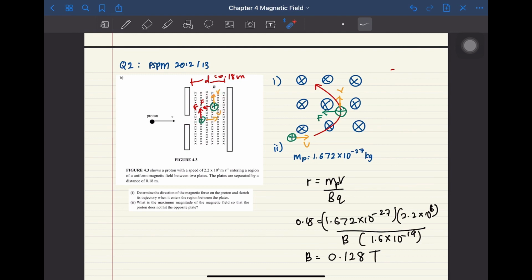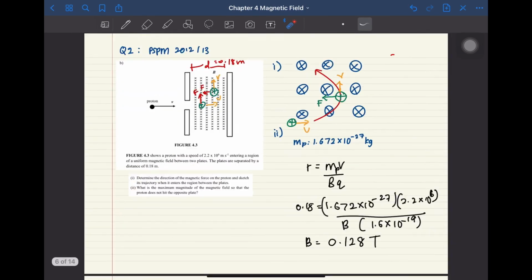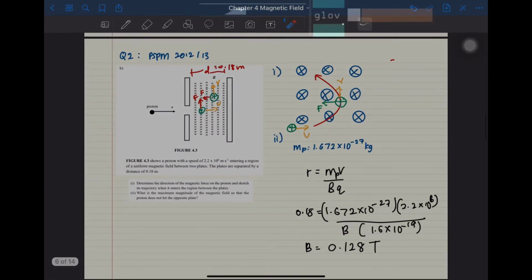Okay, so you want to use this one as your radius, 0.18, and you can substitute the mass of the proton. This one you can get from the front of the tutorial book. Velocity is given, substitute straight away. Q is the charge; proton and electron have the same charge magnitude. Now you can calculate the magnetic field straight away, which is 0.128. Okay, so I think I'm going to stop it now.